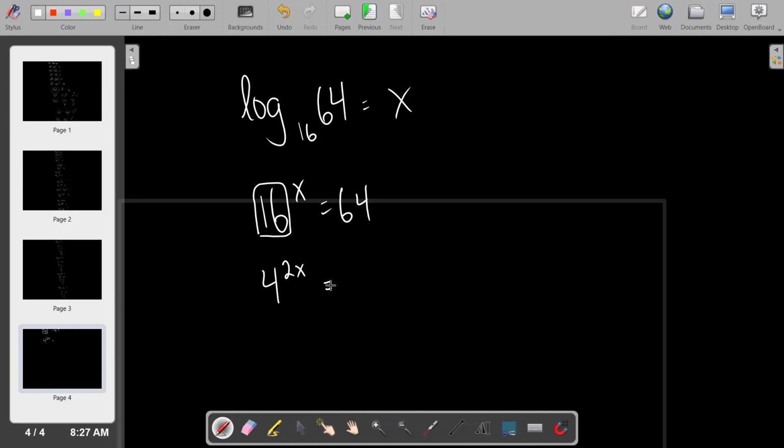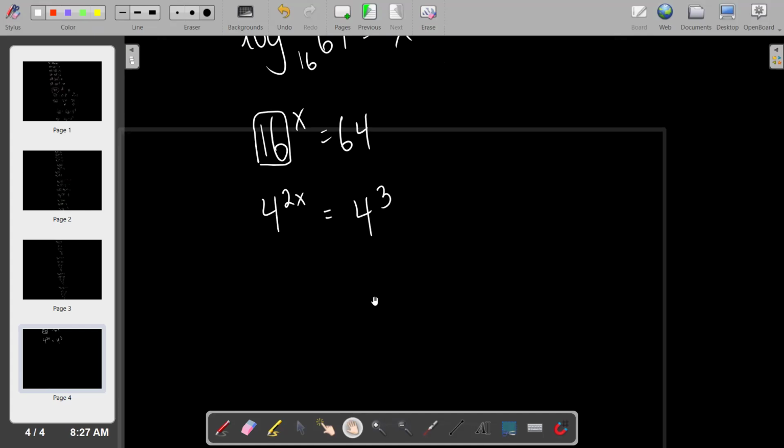On the right side, what is 64? 4 to the power of 3. Now that we're on like chapter 9 of this book, are you feeling it? You seeing what we're doing here? Playing the game of matchy base. So then 2x must equal 3. What does x equal? Correct.